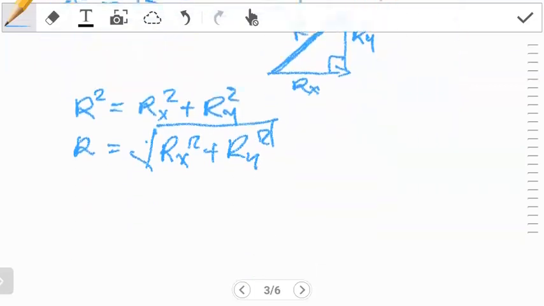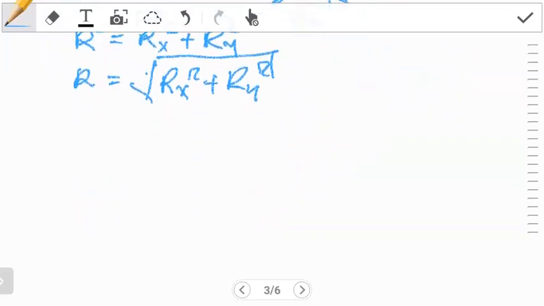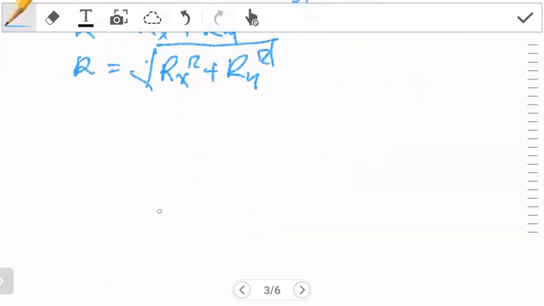Now, as an example, let's take the situations or the examples that we worked with earlier on. So let's have something like this.